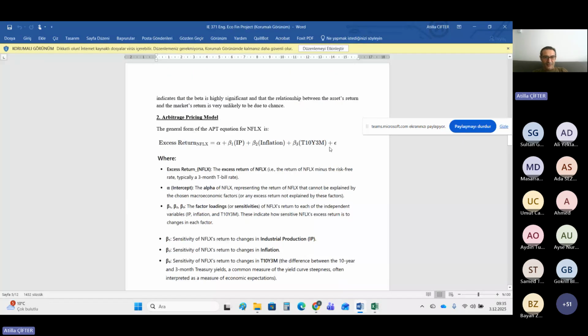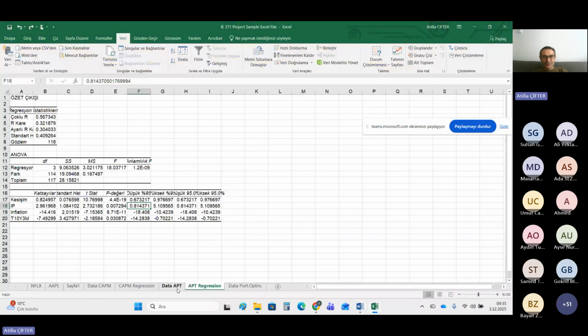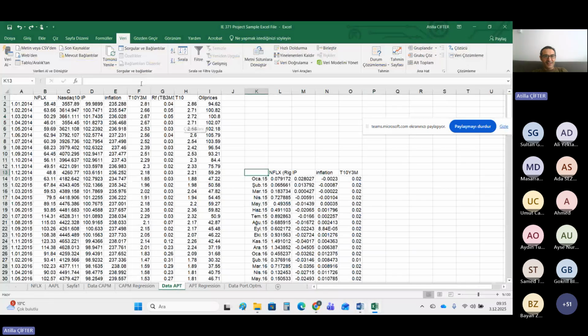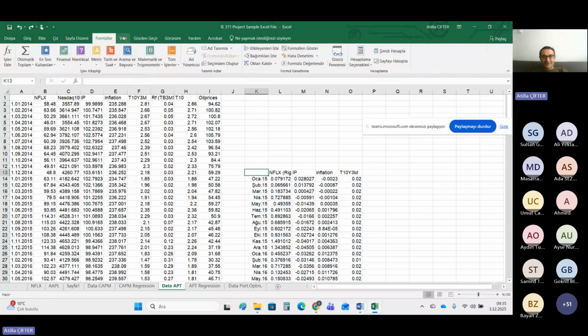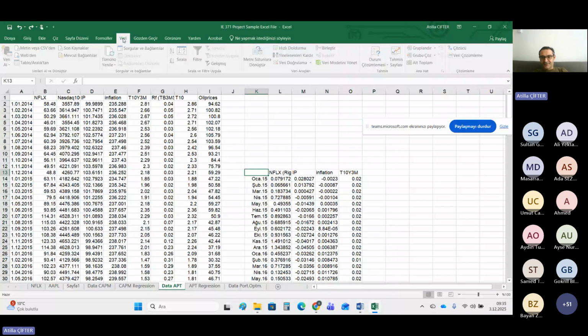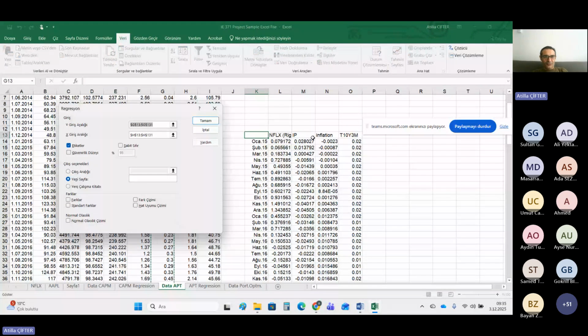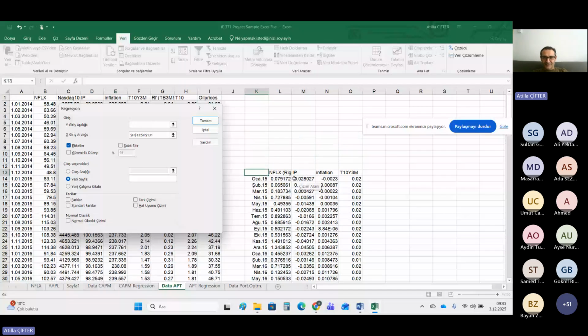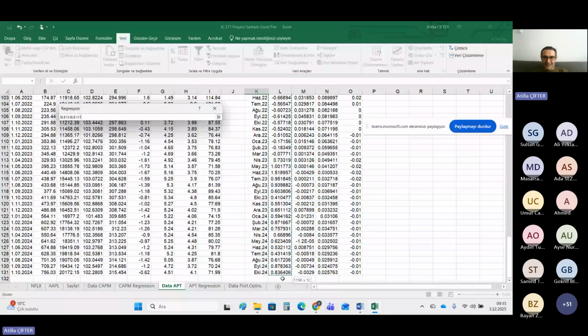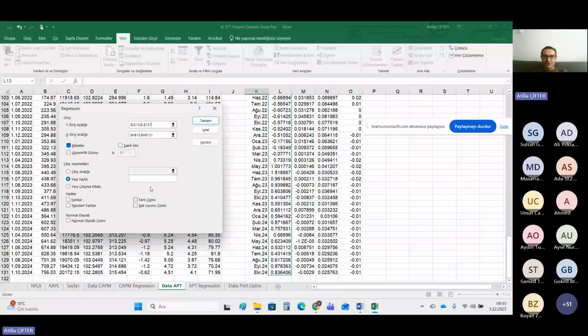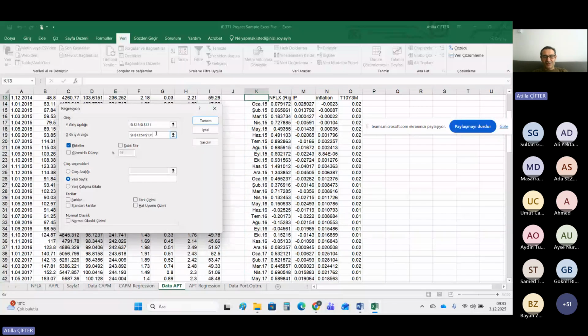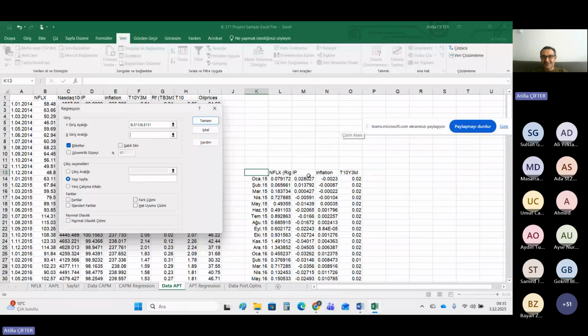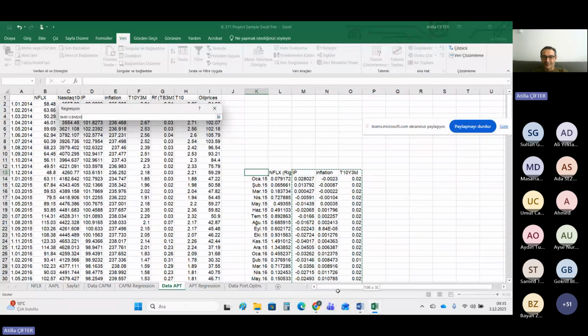So let's look at our arbitrage pricing theory. Again, we find the data here. Data analysis, then we go to regression again. Now we need to select our own data here. What is Y? In this case, Netflix, which is the individual stock, is again my individual stock return. So what is X? We have 3 X's, so you select all of them. Okay, here.